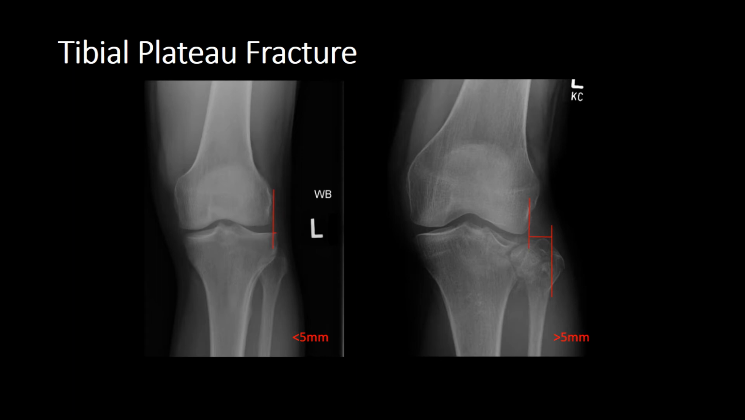Now let's have a look at this really quite impressive fracture of the lateral tibial plateau. We can see that if we draw a line along the lateral femoral condyle, the lateral tibial condyle is significantly more laterally displaced than normal. It's much greater than 5 millimeters.